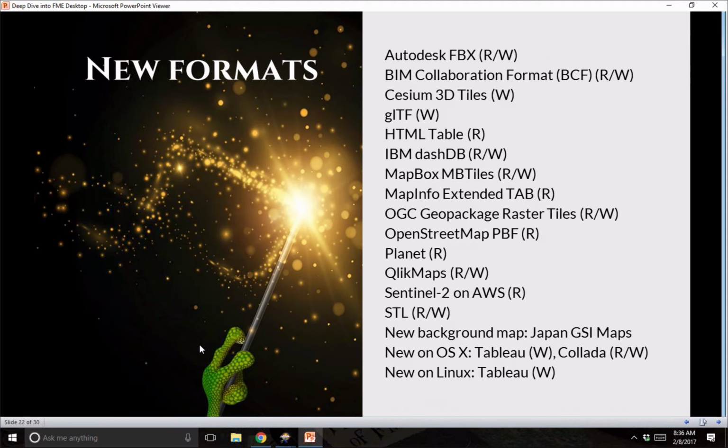Autodesk FBX was added as a reader in 2016.1, and now it's also a writer. MapInfo extended tab. This is for MapInfo's new tab files, and like Mark said, it's a lot faster now. If you want to read old tab files with this format, you can, and in most cases it will be faster. OpenStreetMap PBF is protocol buffer binary format. That's an XML alternative. STL is 3D CAD for 3D printing.